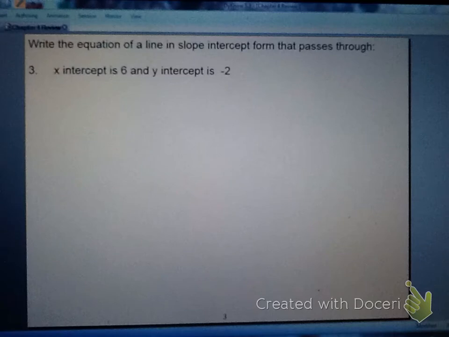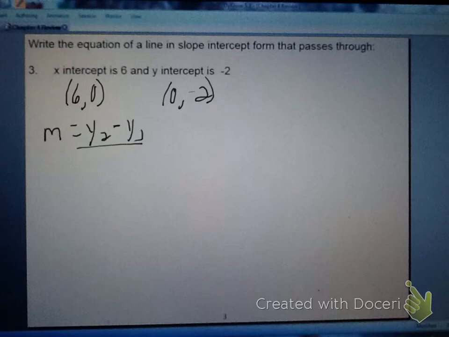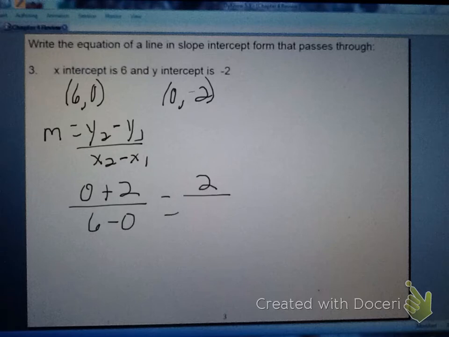Number 3, write the equation in slope-intercept form that passes through the x-intercept is 6 and y-intercept is negative 2. First thing we're going to have to do is put them in an ordered pair. The x-intercept is 6. That's the ordered pair 6, 0. The y-intercept is negative 2. That's the ordered pair 0, negative 2. I must find my slope by plugging into the formula. So that's 0 minus a negative 2, which turns into plus 2, over 6 minus 0. 0 minus negative 2 is 2. 6 minus 0 is 6. So my slope is reduced down to 1/3.